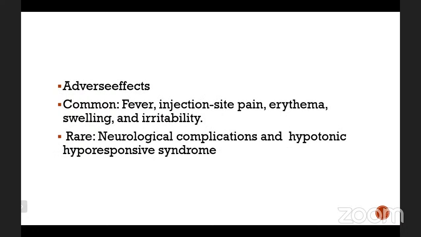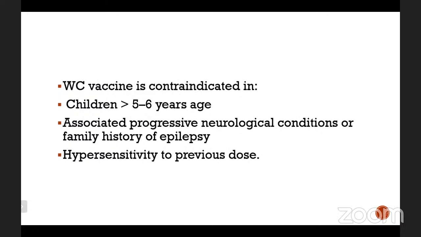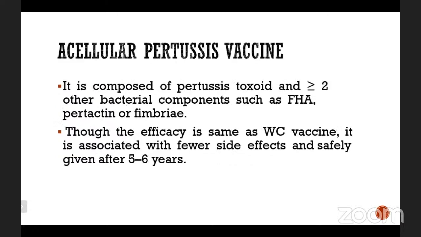Adverse effects: commonly fever, injection site pain, erythema, swelling, and irritability will occur. Very rarely, neurological complication and hypotonic, hyporesponsive syndrome will occur. It is very rare after vaccination. Next one is the vaccine is contraindicated in children greater than 5 to 6 years of age. It is also contraindicated with progressive neurological condition or family history of epilepsy, or hypersensitivity to a previous dose.